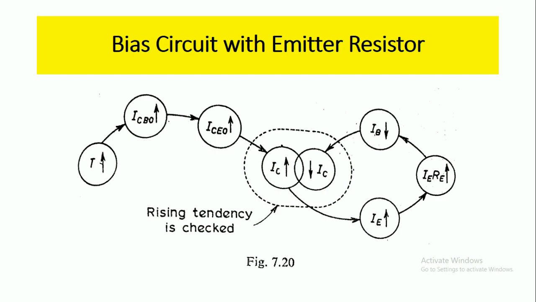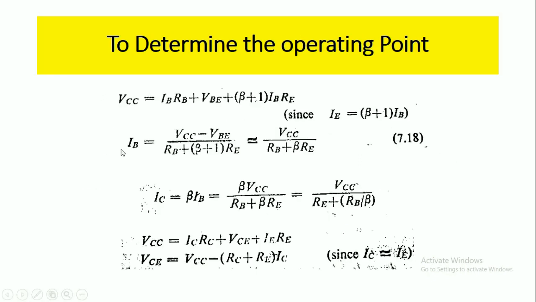But this circuit is not used in transistor biasing. Why? If you see this equation, IB equal to (VCC minus VBE) by (RB plus (beta plus 1) RE). If you approximate this as IB equal to VCC by (RB plus beta RE), when VBE is neglected. We already know that the collector current IC equal to beta into IB. So when beta is substituted in this IB equation, we get IC equal to VCC by (RE plus RB by beta).